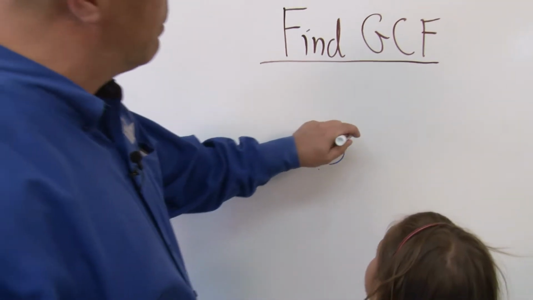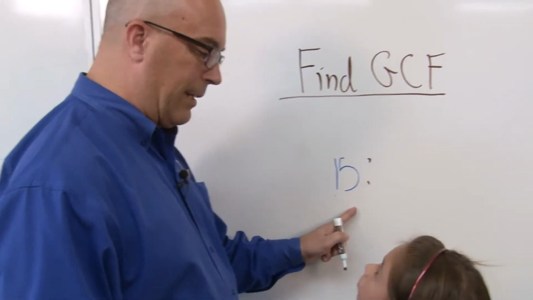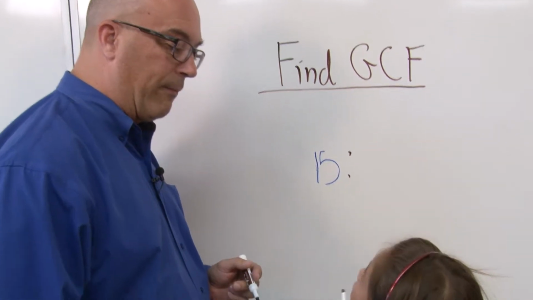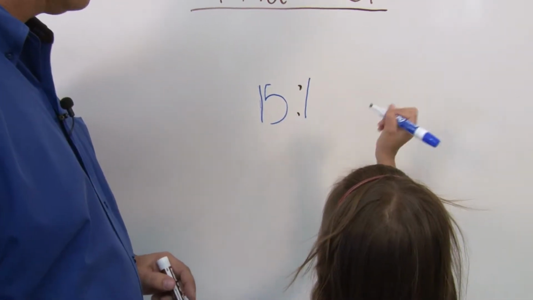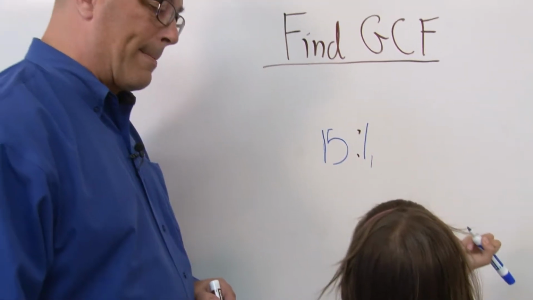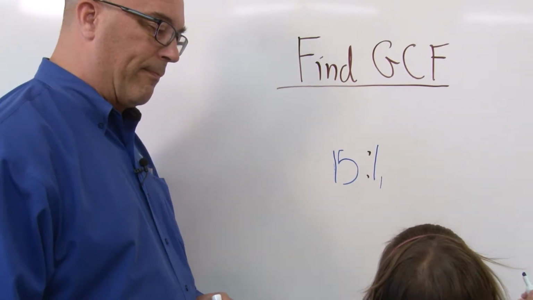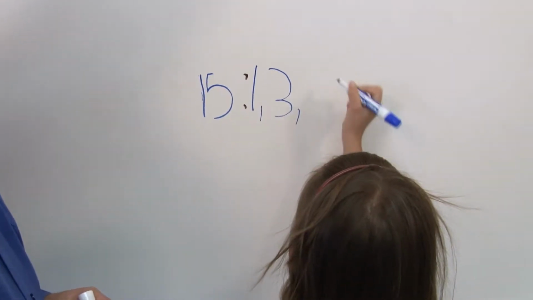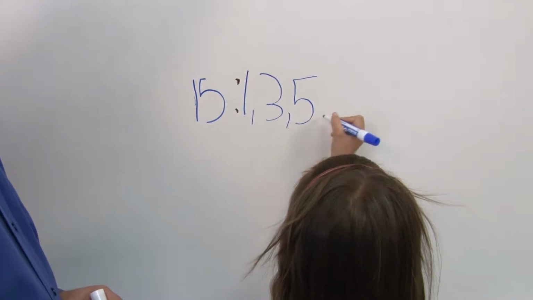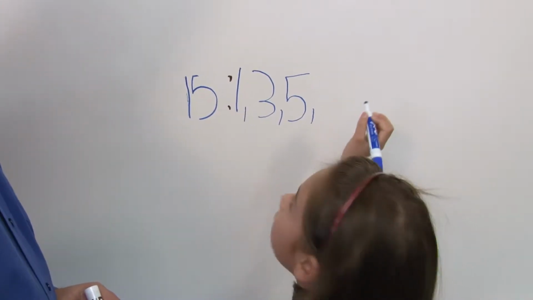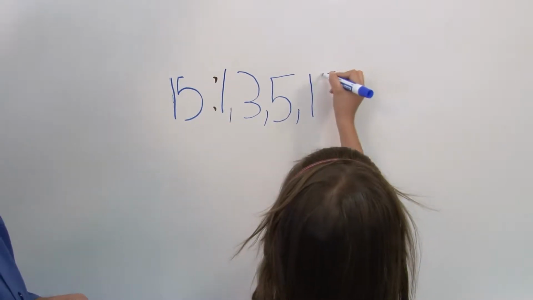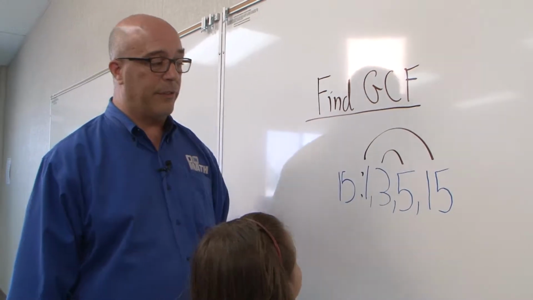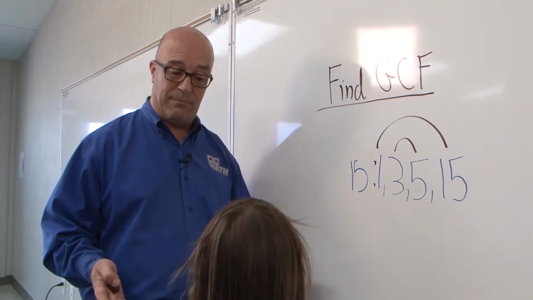All right. So what we'll do is we'll look for the numbers that go into 15. What is the lowest number that will go into 15, do you think? 1. So write a 1. What else will go into 15? A 3. What else? A 5. Anything else? And a 15. Perfect. Because we know that 1 times 15 is 15, and 3 times 5 is 15, and those are all the factors of 15.